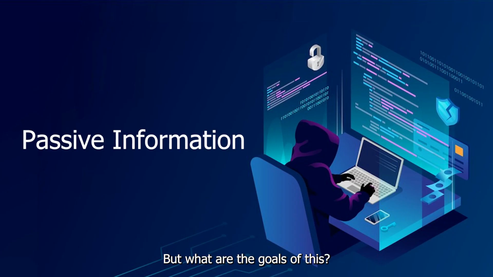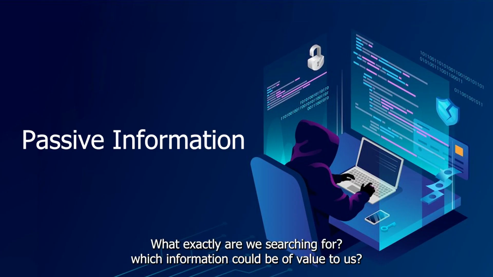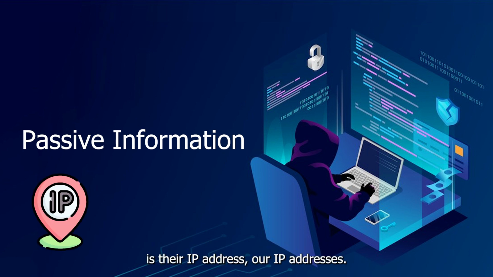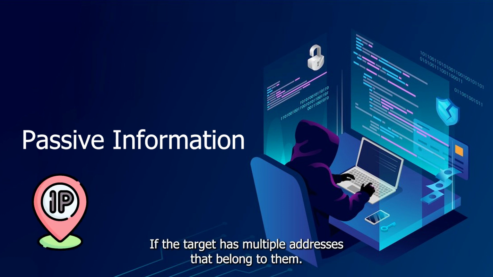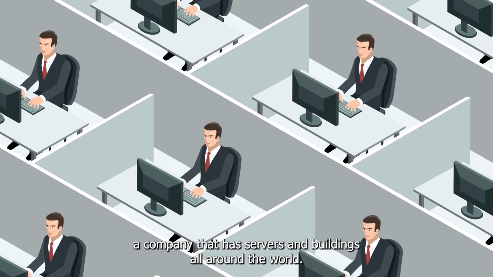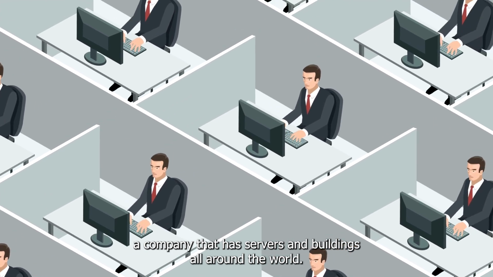But what are the goals of this? What exactly are we searching for? Which information could be of value to us? Usually the first thing we search to identify a target is their IP address, or IP addresses if the target has multiple addresses that belong to them. This could be, for example, a company that has servers and buildings all around the world.